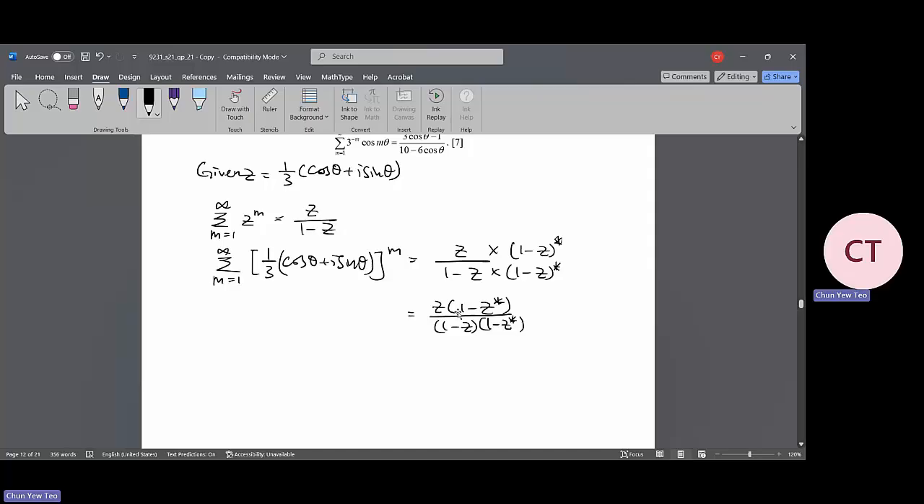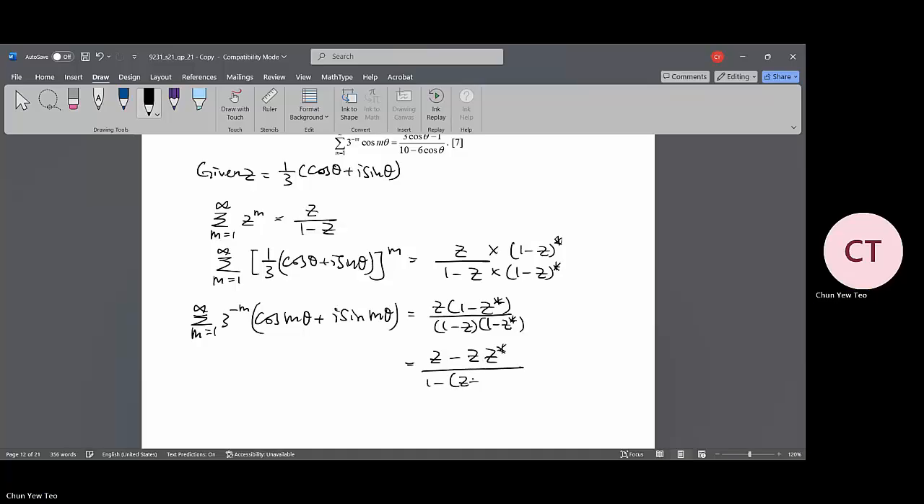At the meantime, your left-hand side will become this by applying the de Moivre theorem. You have 3 to the power of negative m, cos m theta plus i sine m theta. So this is the de Moivre theorem. Then we expand this, and we will get this. So how do we simplify them?